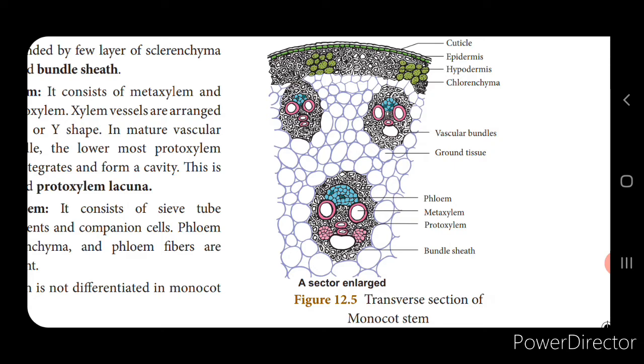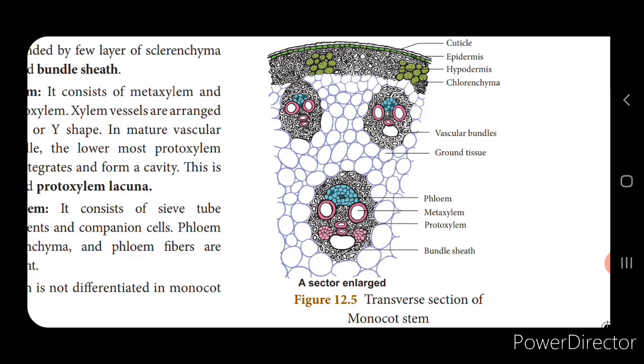And each vascular bundle is surrounded by few layers of the sclerenchymatic tissues. Can you see here the double layered black cells that are present around the vascular bundle? These are the sclerenchymatic tissues, and these are called bundle sheath. Now look into the picture, it is written as bundle sheath, isn't it? So these are the bundle sheaths, that is sclerenchymatic cells that surround the vascular bundle.